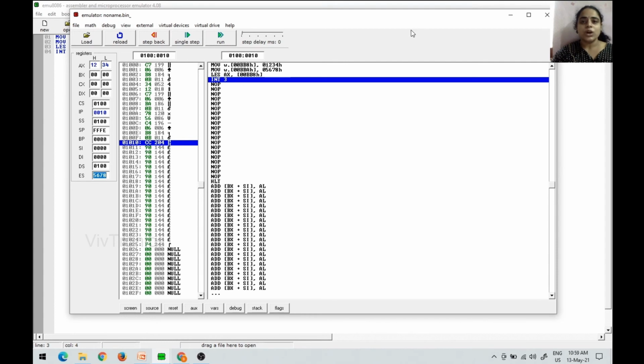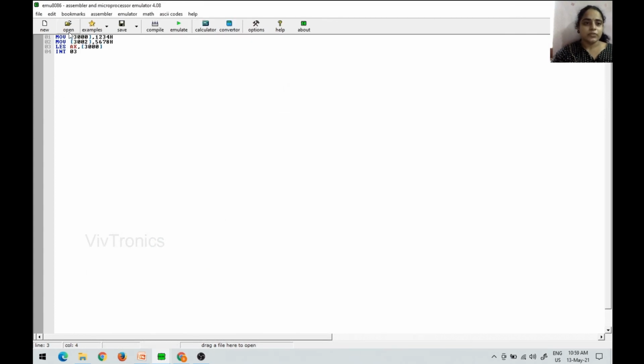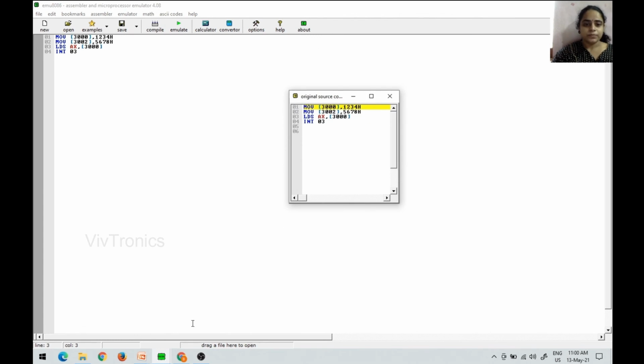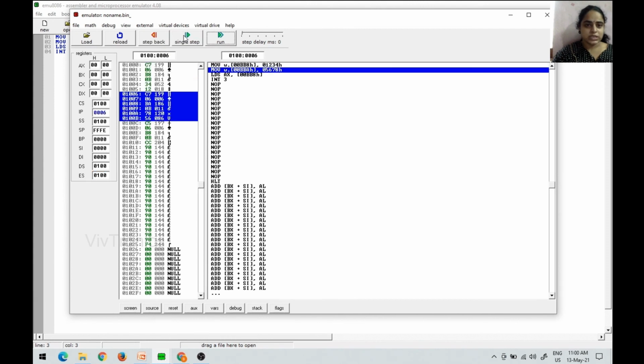Now check out for LDS also, whether it will work for LDS or not. That means our data segment has to be loaded. So I am saving my program as LDS here and now I am emulating this one. Entering into single step execution mode, you can check out no registers are getting affected except our instruction pointer, because the instruction pointer has to be executed step by step.